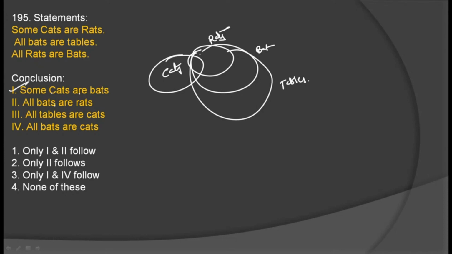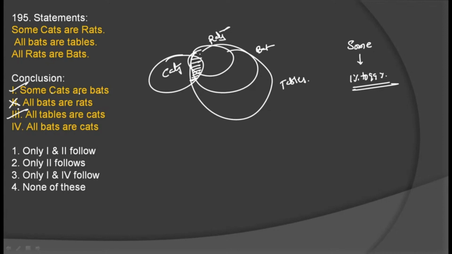All bats are rats, guys. We can't say that, because all rats are bats, but only some bats are rats. That's why it's invalid. All tables are cats, guys. For table and bat, we have a minimum overlap, meaning it's a 'some'. Guys, if it is a 'some', it represents 1 to 99%. Don't assume that it's 50%. So there is something, some relation we have.